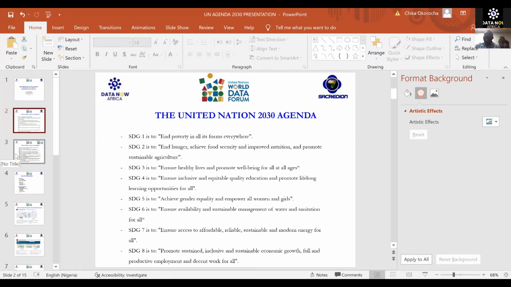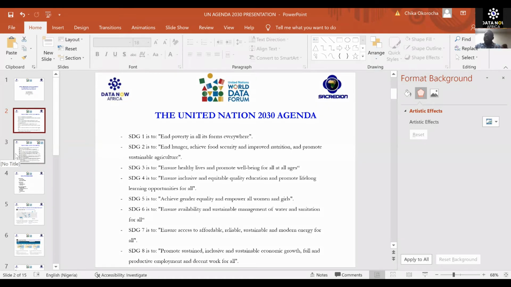Number 2, end hunger, achieve food security, improve nutrition, and promote sustainable agriculture. So you know, it is impossible to end poverty if you don't begin to think about how we can improve agricultural production all over the world, and also improve the quality of nutrition all over the world. So we can see goal number 1 and goal number 2 are related. Number 3, ensure healthy lives, promote well-being for all. 4, ensure inclusive, equitable, quality education, and promote lifelong learning opportunities for all.